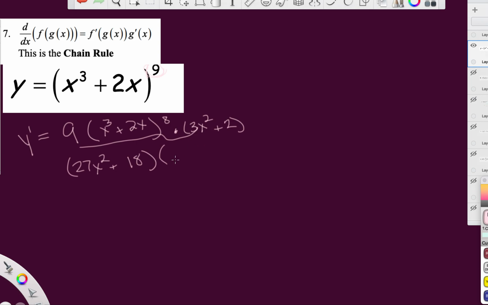And then just say that's x cubed plus 2x. And that's a little bit cleaner. We could distribute if we want. Oh, why can't we distribute? Because it's to the 8th power. That's why. So we're going to leave it just like this. Good? Okay.